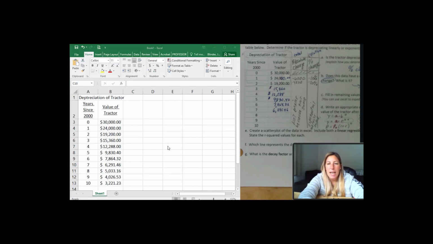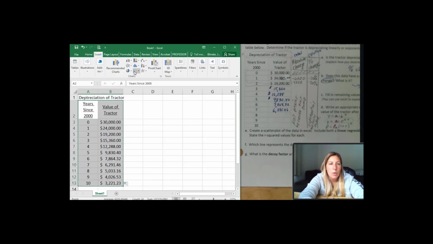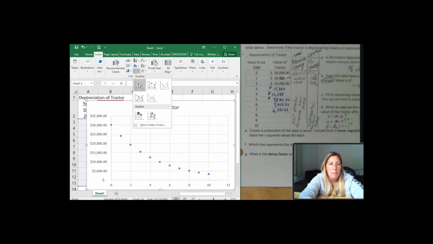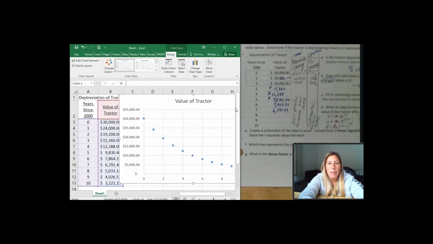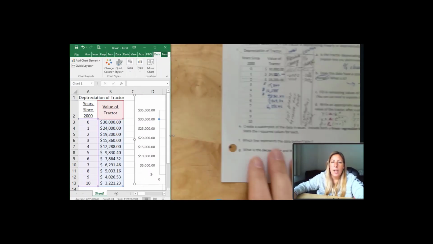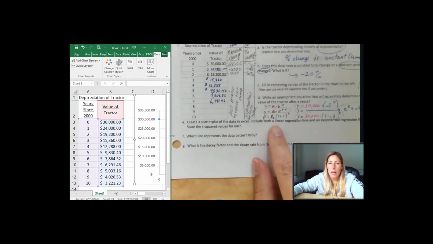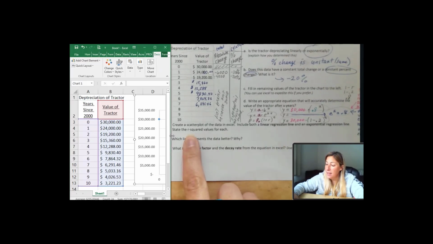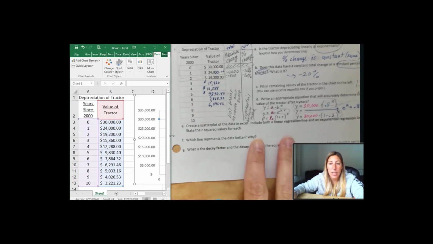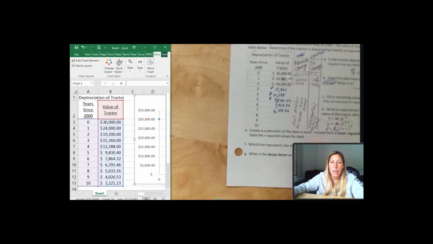Okay. Now that I have my data in here, I want to create a scatter plot of the data. Easy. Go ahead and highlight your information. Go to insert, and you're going to insert what? A scatter plot. All right, so I have my scatter plot with the value of my tractor. Now that I have my scatter plot, it's telling me to what? Include both a linear regression line and an exponential regression line on the same graph, and state the R² values for each. All right, let's see if we can do that.